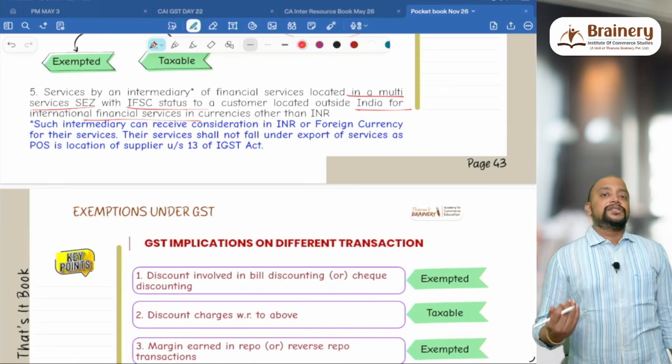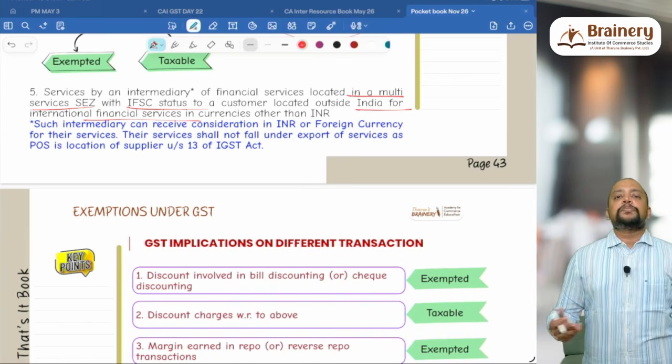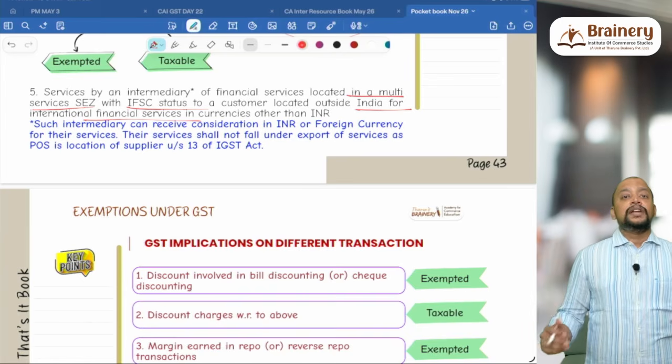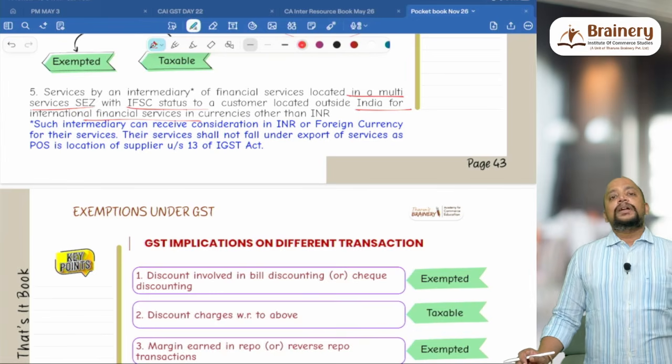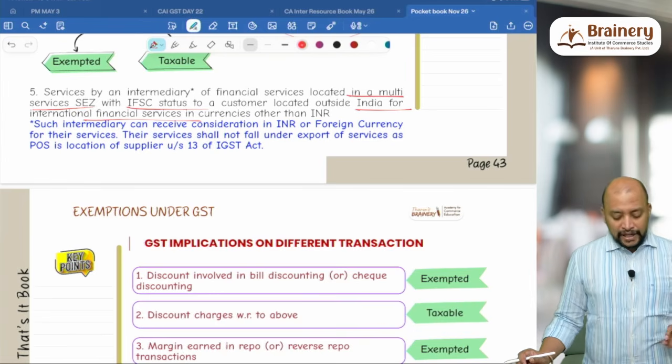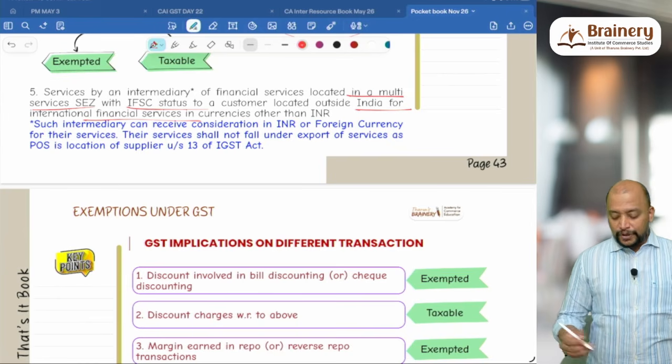Nowhere it is given that the consideration that they have to receive should be in Indian rupees or foreign currency. So it may be in Indian rupees or foreign currency, because that condition is not given. They should deal with currency other than Indian rupees, that is given, but that does not mean the consideration should be in foreign currency. And their services will now fall under export of services.